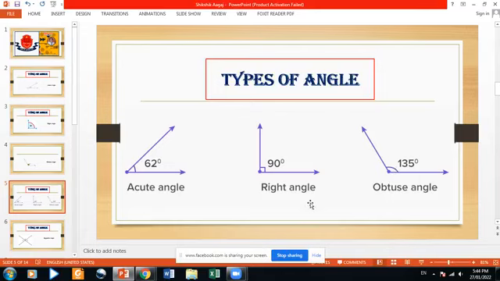So, always remember: less than 90 degrees, acute angle; 90 degrees, right angle; and more than 90 degrees, obtuse angle. See friends, we can see such types of angles in our surroundings.